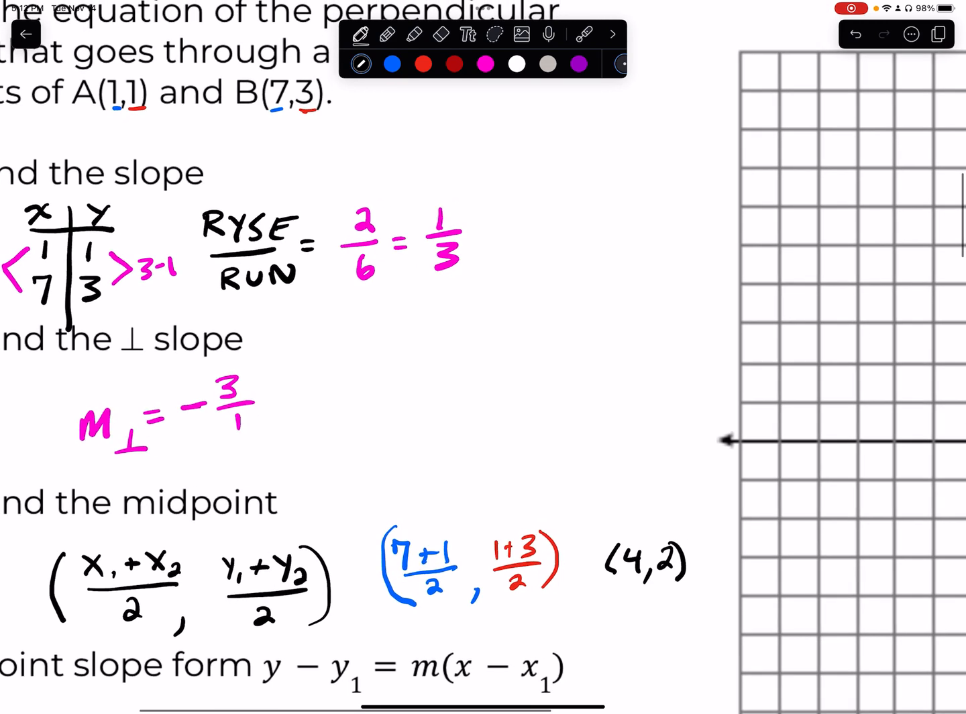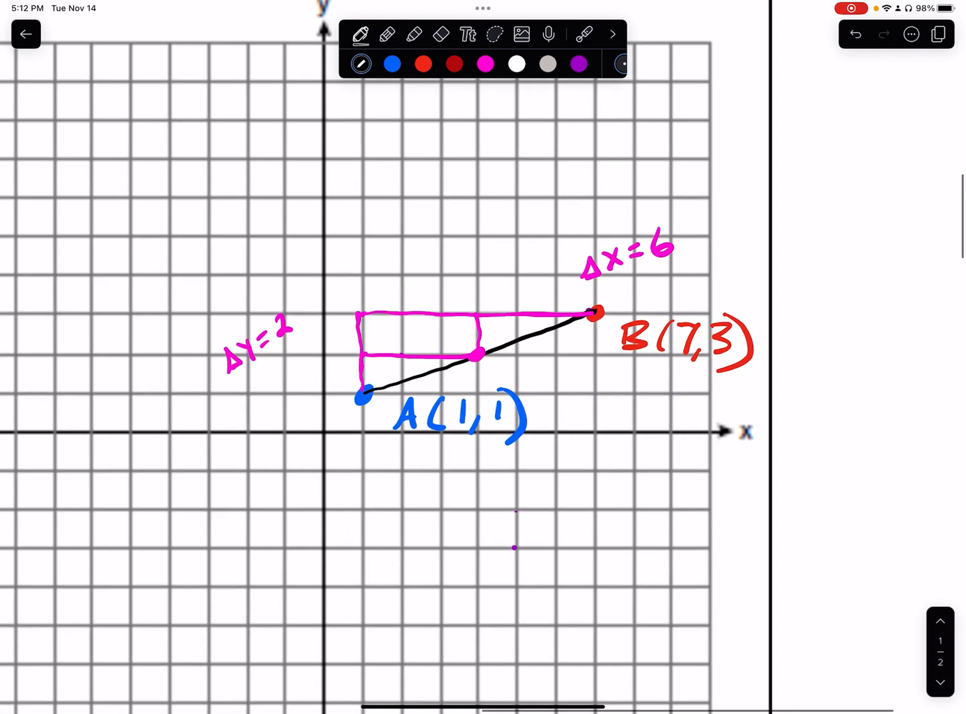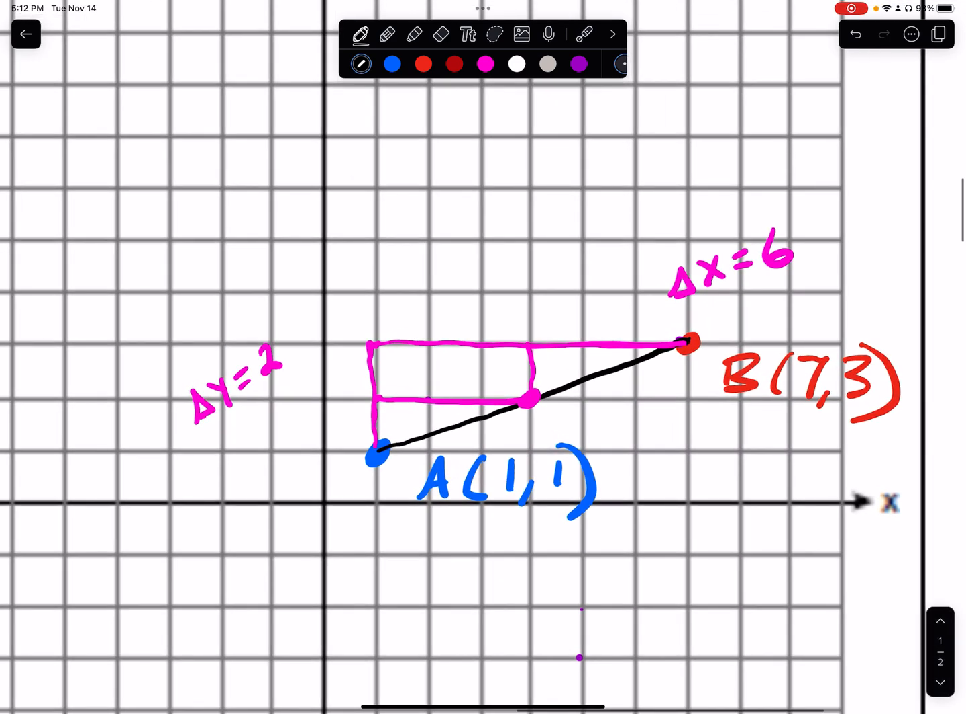So let's go over here and check graphically and see if that's right. And there it is, right? This is the point 4 comma 2, which turns out to be exactly what we found when we used our right triangles to determine the midpoint. All right, so now we know what this line looks like, right?